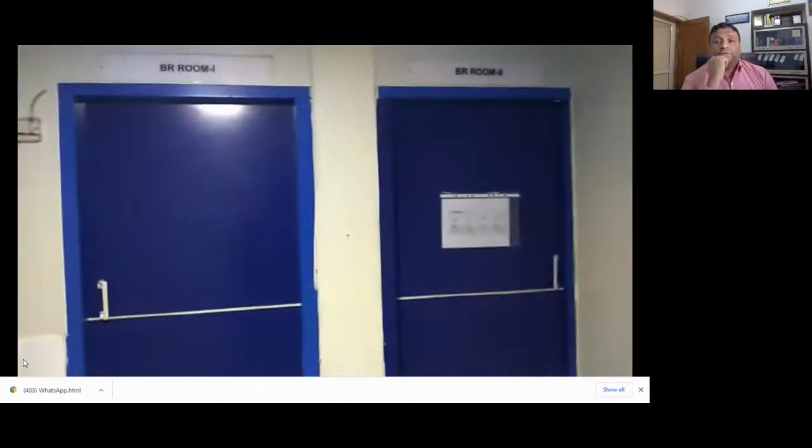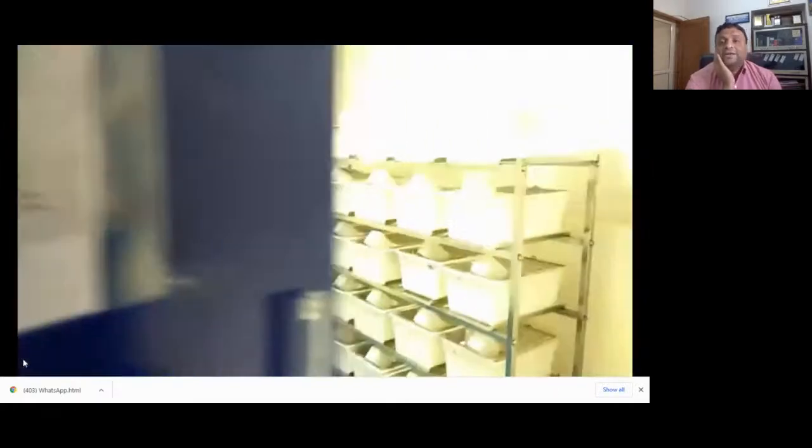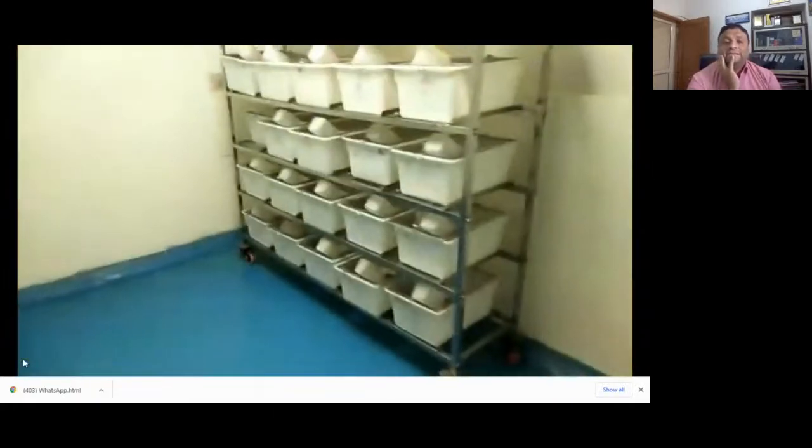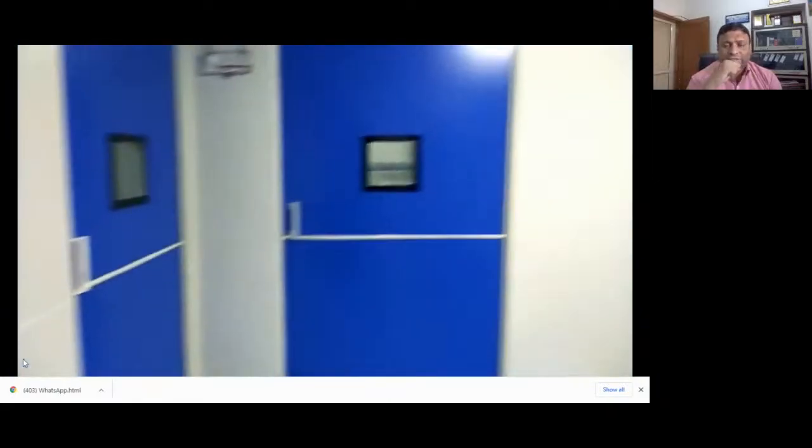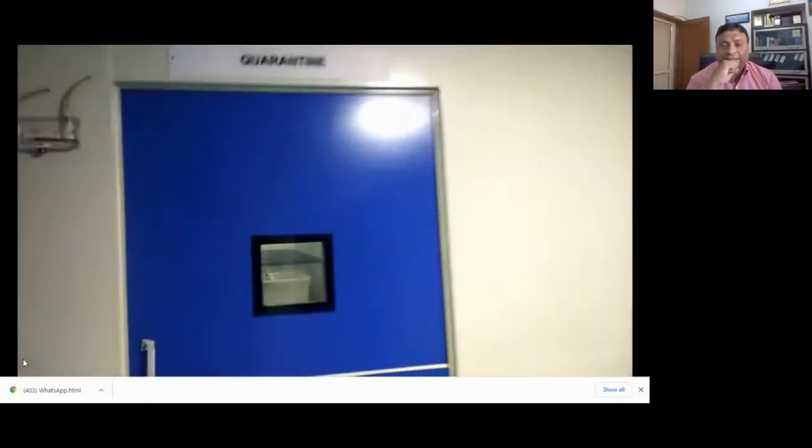These are LED lights, with a light intensity of around 350 lux. BR1, BR2 is nothing but breeding room. There you can do individual species breeding. Typically this is a stainless steel rack, a conventional facility. It is a conventional caging system with polypropylene cages.